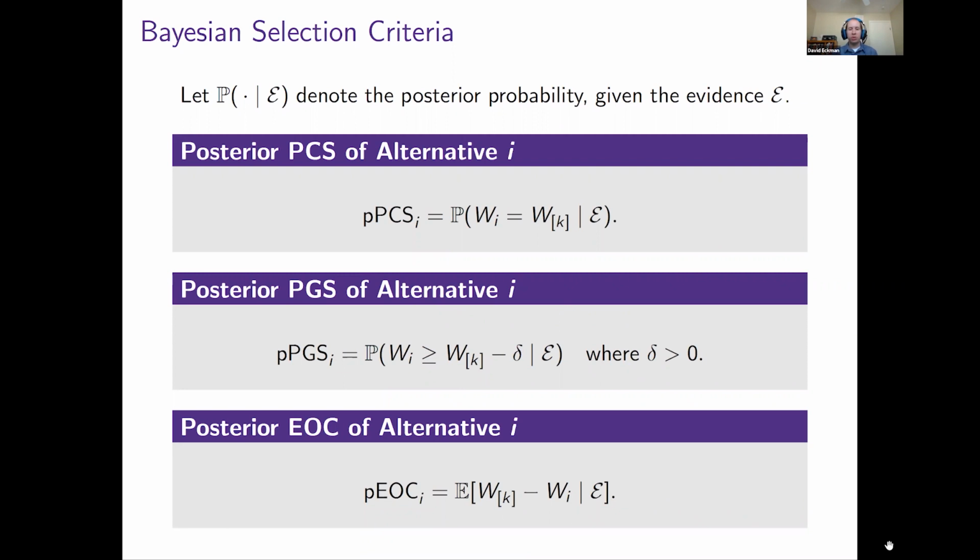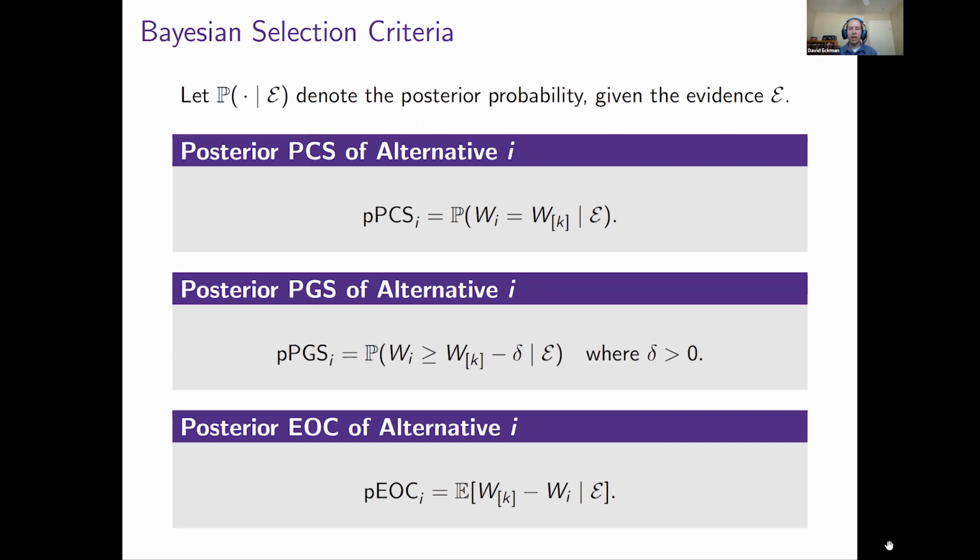So with this posterior distribution on hand, one can then consider different Bayesian selection criteria that assess in some way the quality of a given alternative I. Three popular ones out there are the posterior probability of correct selection, PCS, the posterior probability of good selection, PGS, and the posterior expected opportunity cost, or EOC. The posterior probability of correct selection can be interpreted as the probability that, given the data, my unknown problem instance is one for which alternative I is the best.